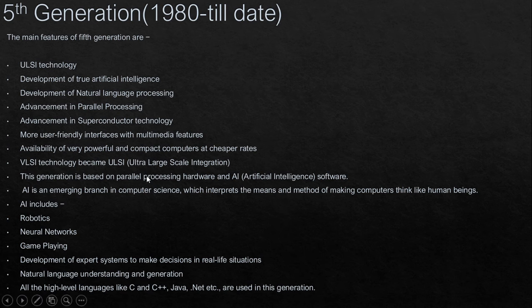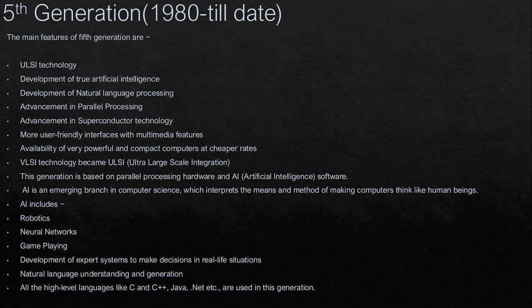So here ULSI technology is used. ULSI means ultra large scale integration, and in this generation AI software is used. AI means artificial intelligence. Artificial intelligence generally refers to whatever software they are using in robots. What is artificial intelligence?